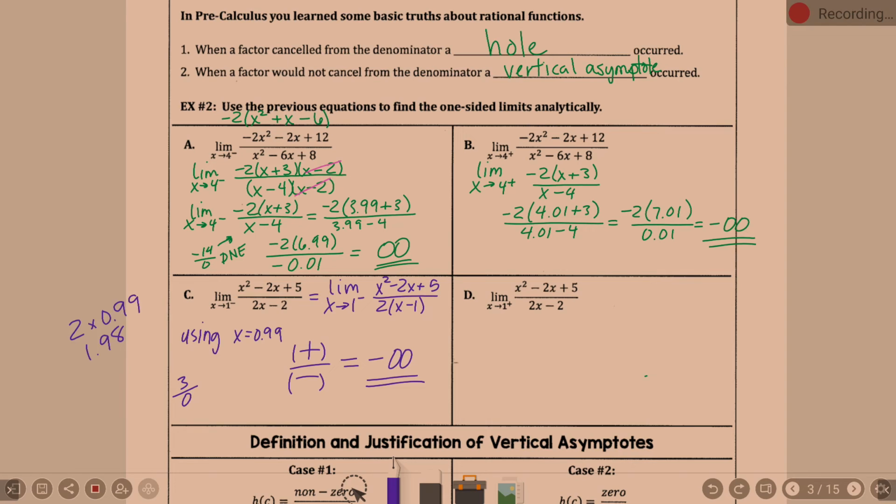Okay, D. Now the difference, you can kind of see where we're going here. The difference is now we're approaching from the right. So what are we going to use? Some type of number slightly bigger than 1. If you plug in on top, it's still going to be around 3, yes? And it's going to be a positive. That didn't change. On bottom, it's 2 times 1.01, so 2.02 minus 2 is a very small positive. Positive divided by a positive is a positive infinity.